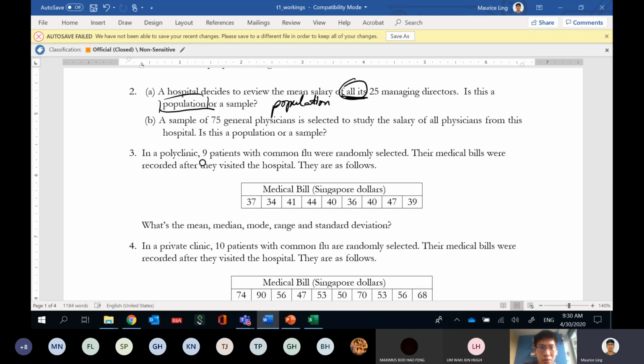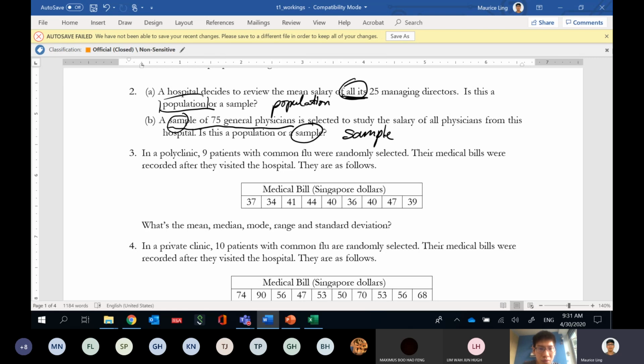Question 2B. Anybody want to give an answer? Is it a sample? Why is it a sample? Maybe it's using it to sample for the study of all the physicians. Correct. So you are saying that there may be more than 75 general physicians, right? Yes. You're taking a group of them. Yeah, of course, it's a sample. Correct. Okay, so you have the two answers.